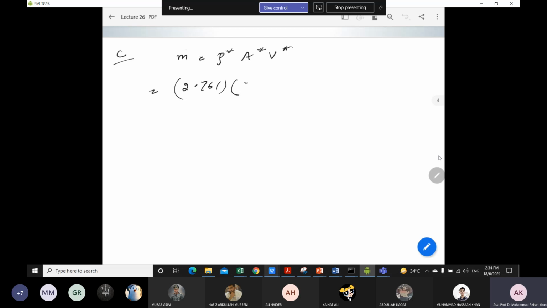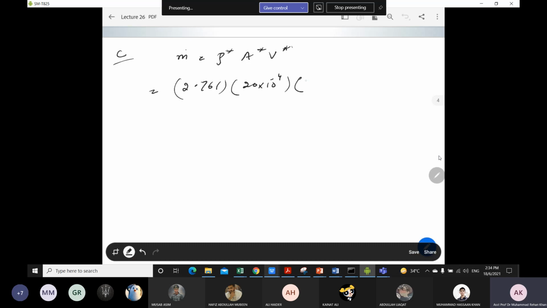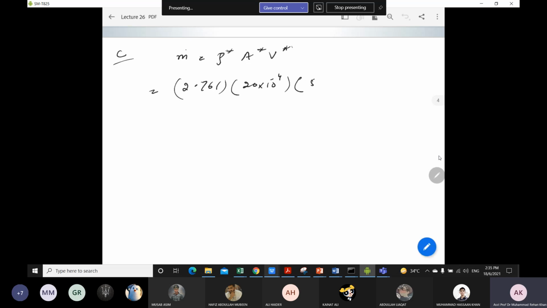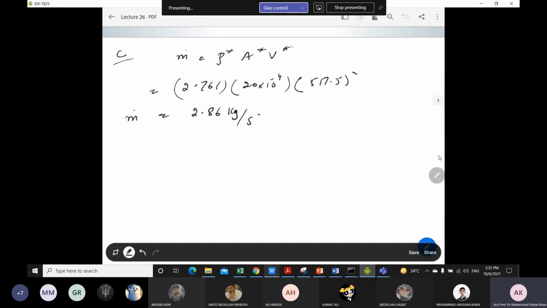Area star is mentioned in the question as 20 times 10 raised to power minus 4, which you can convert into meter square. The V star value is 517.5, which comes from part A. From there you can find your mass flow rate, which is 2.86 kg per second. So this is the solution for part C. You have to note it down, then we move towards the next question.